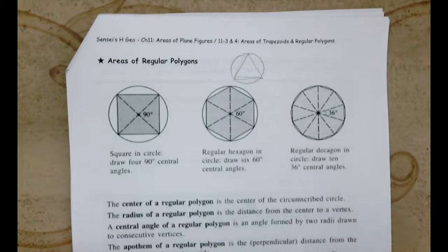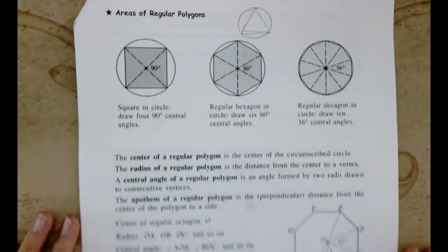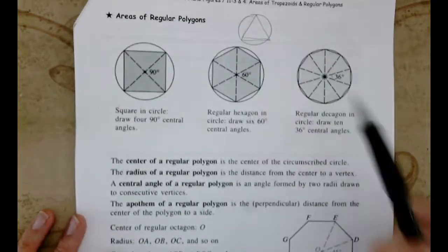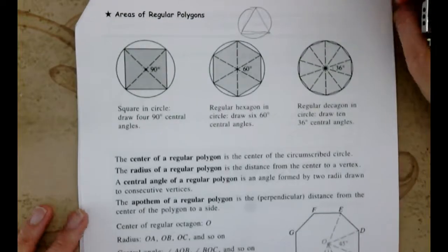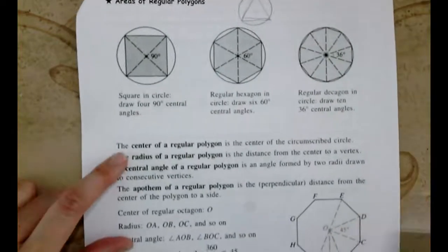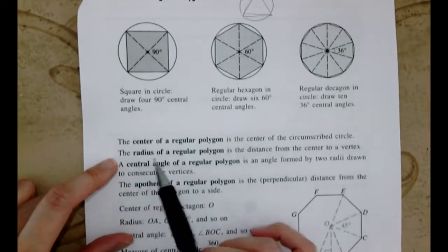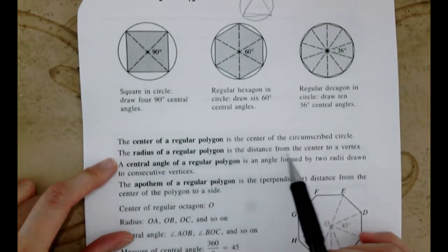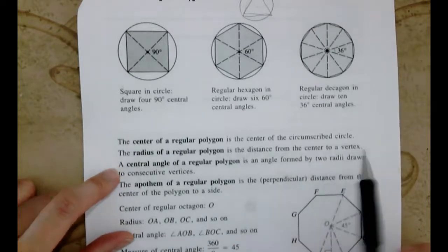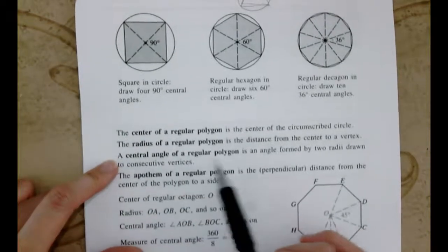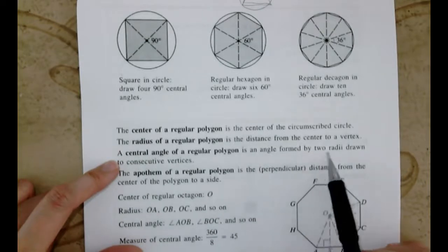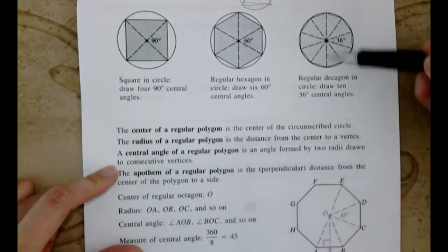Okay, so just a heads up, we have to use trig for non-special triangle problems. The center of a regular polygon is the center of the circumscribed circle. The radius of a regular polygon is the distance from the center to a vertex. The central angle of a regular polygon is an angle formed by 2 radii. These are radii.